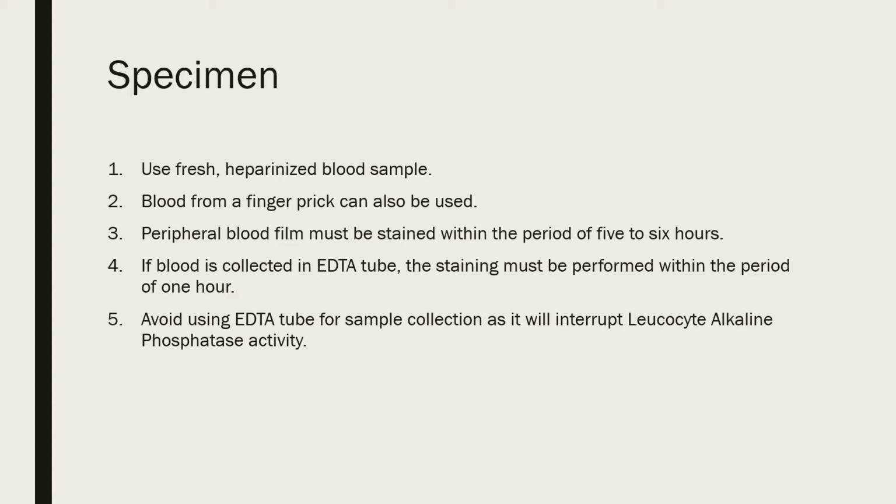Okay, so the specimen that can be used in the leukocyte alkaline phosphatase test is fresh heparinized blood sample. We also can use blood from a finger prick. The peripheral blood film must be stained within 5 to 6 hours. However, if blood is collected in an EDTA tube, the staining must be performed within 1 hour. It is advisable not to use an EDTA tube for sample collection because EDTA will interrupt leukocyte alkaline phosphatase activity.